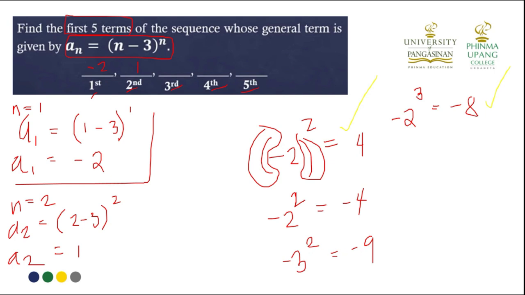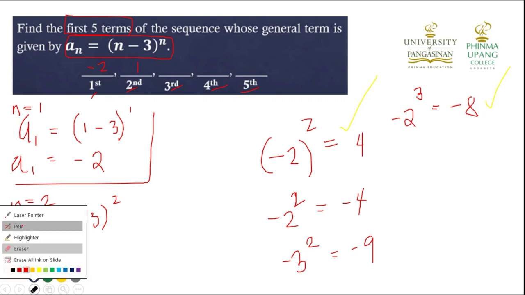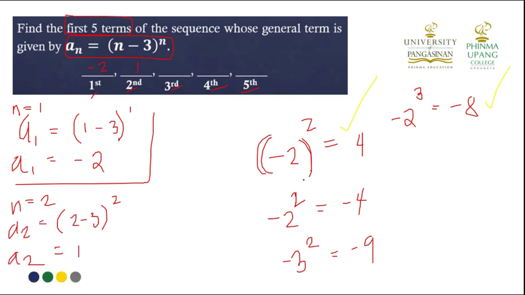Why is it negative 9? Kasi wala pong parenthesis. Yun yung pinagkaiba niya sa may parenthesis. Kahit na may negative yung negative 2 mo, pero may parenthesis siya, syempre, still positive siya, ha?